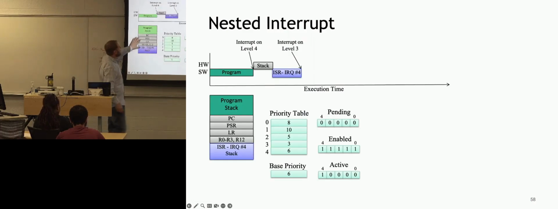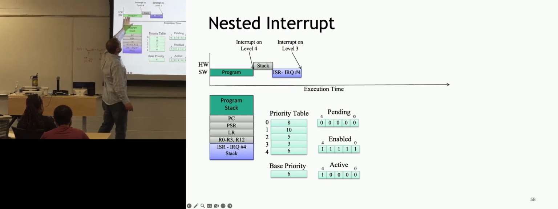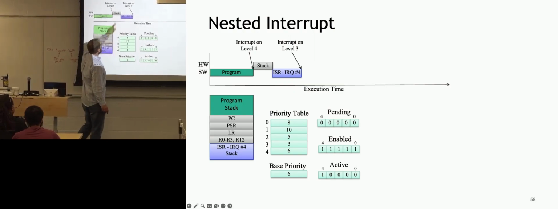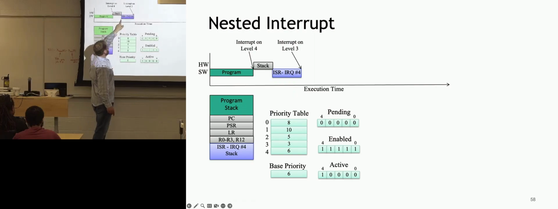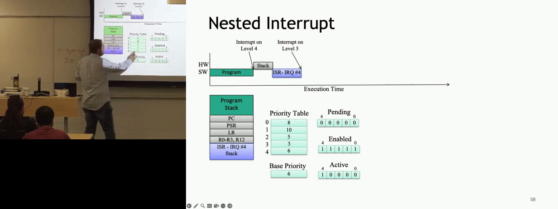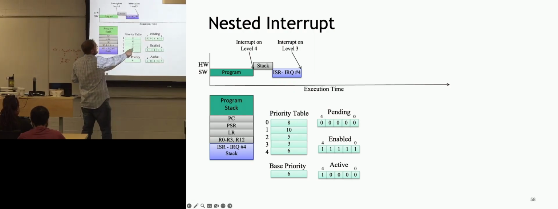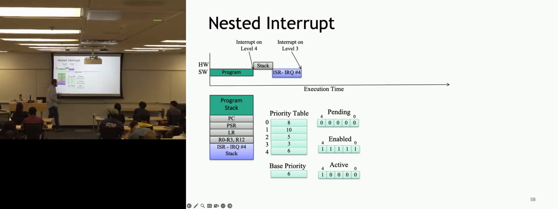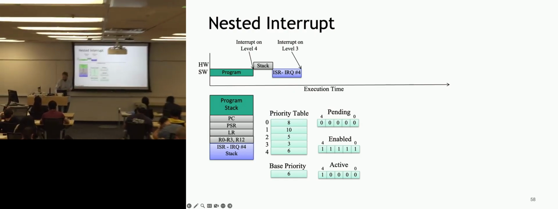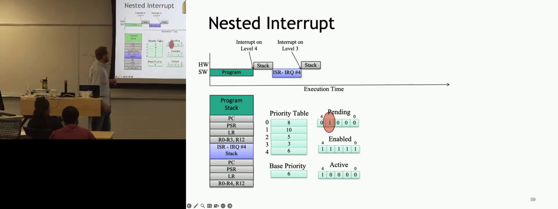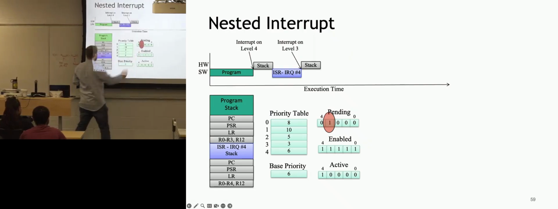So here, we're back to where we were before. We're in a program, an interrupt 4 occurred, we started stacking, and then we started doing this task. And while we're doing that task, an interrupt occurred. Okay, so interrupt 3. Now, interrupt 3 has a priority of 3, which is lower than the base priority. Therefore, we're going to have an interrupt, interrupt, and interrupt. And so when that happens, we go to pending.